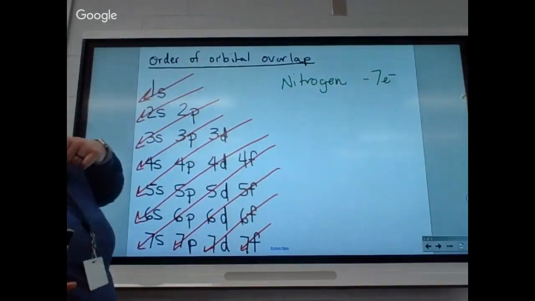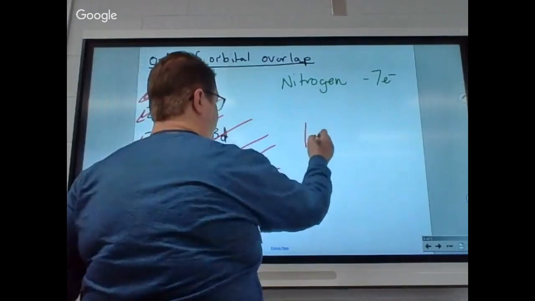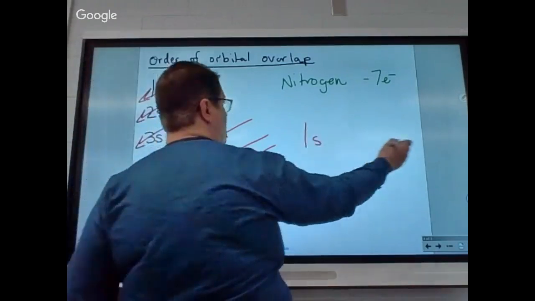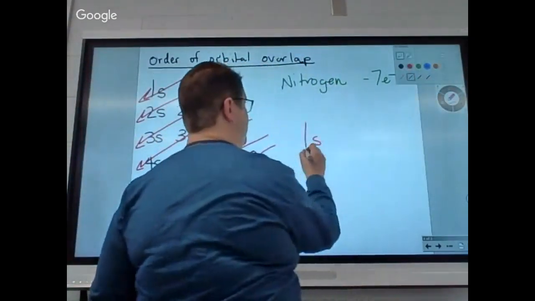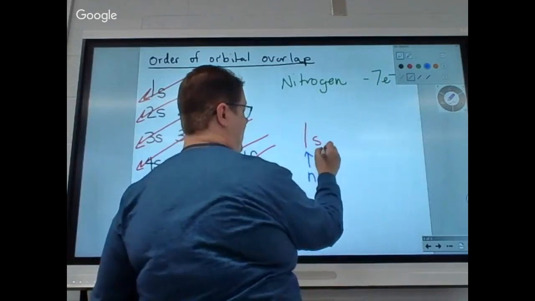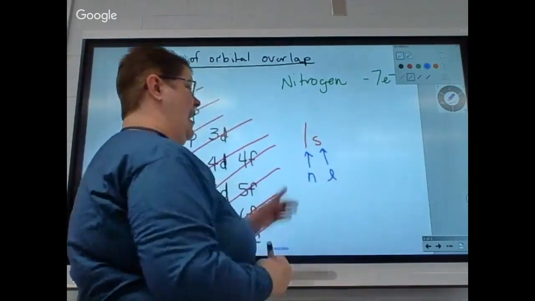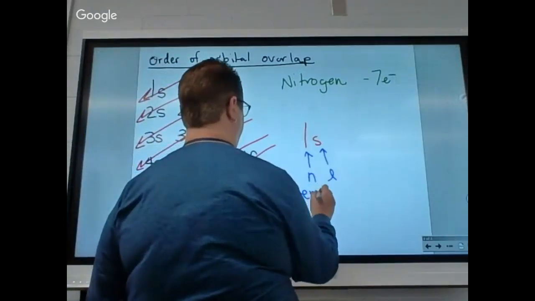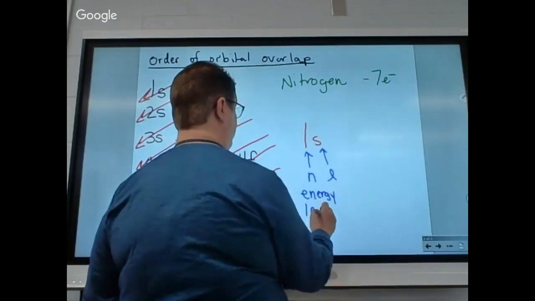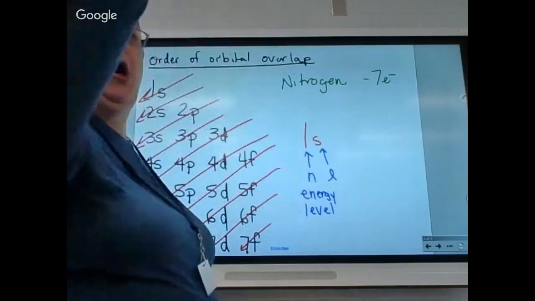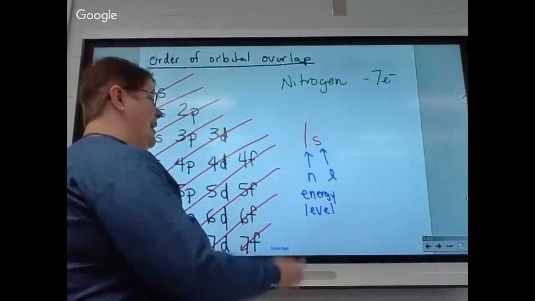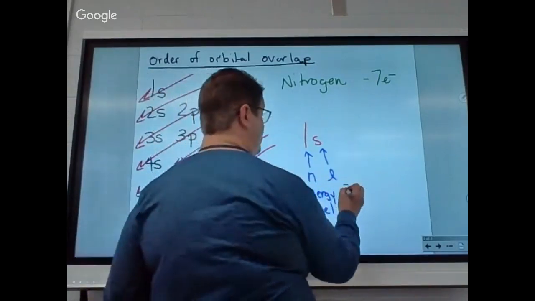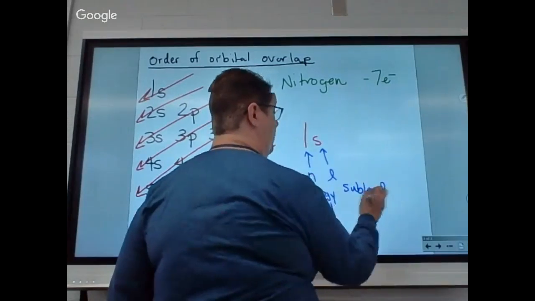First thing in the chart is 1s. Okay, I'm just going to make some notes here. This stands for n. This stands for l. So what did n tell us? Energy level. We know the size is pretty small because it's the first energy level. n stands for the energy level. l tells us the sublevel, and we know its shape would be a sphere.